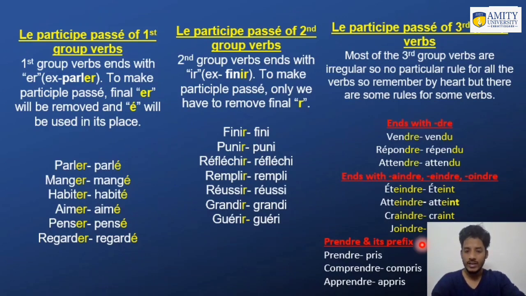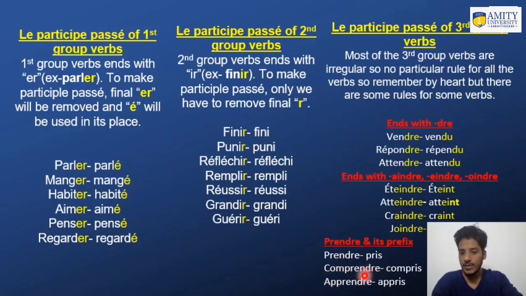Now, most important, if you see prendre, prise, or its prefix, then it doesn't follow the -du rule or the -eint rule. So in this case, prendre will become pris. And its prefix, comprendre, com-pris. So because of prendre, comprendre becomes compris.